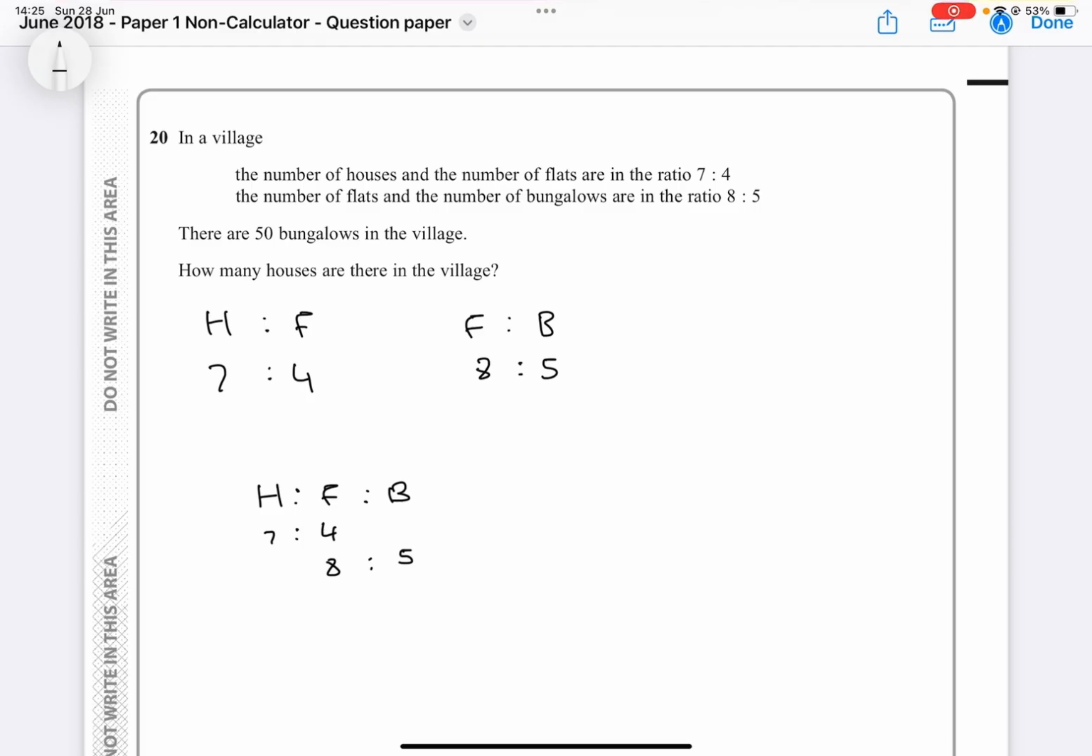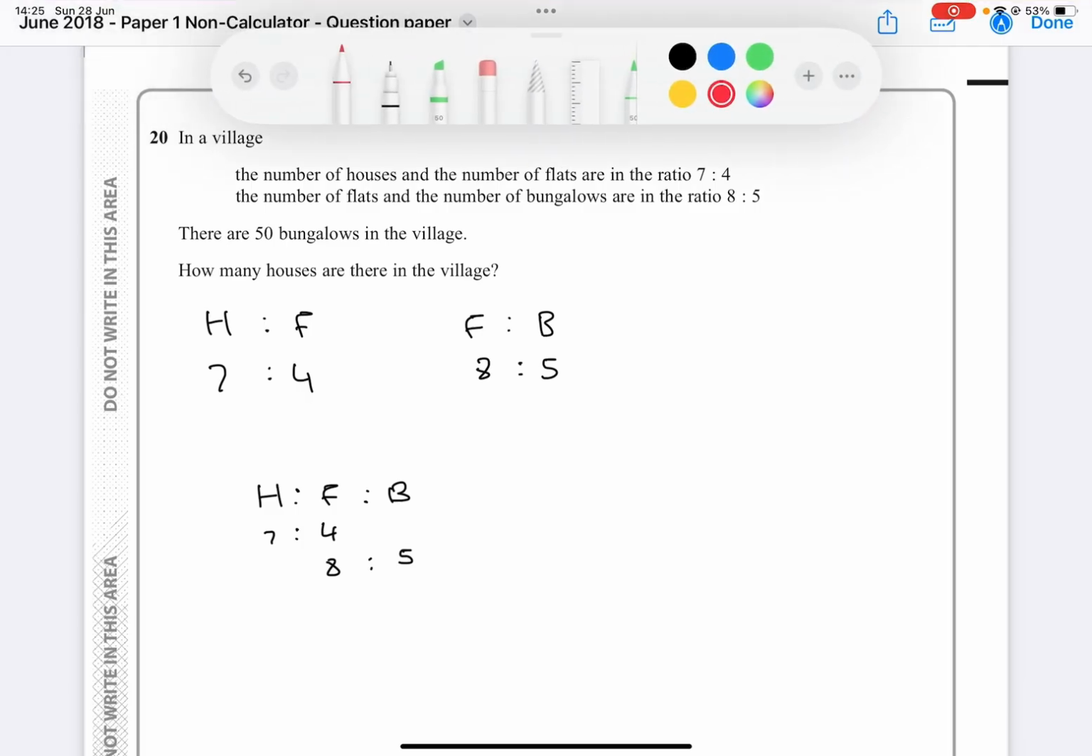Now, there's something common over here. The common factor, basically, over here is flats. Flats comes with the ratio of houses, but flats also comes with the ratio of bungalows. So that's something that we can use to then compare. So what I can do over here is, I'm going to do this in red, I can make this ratio into 8. What I'm trying to do is get both of these ratios to be the same. Once they're the same, then I can compare the other two, houses and bungalows. So I'm just going to multiply this by 2 and multiply this by 2.